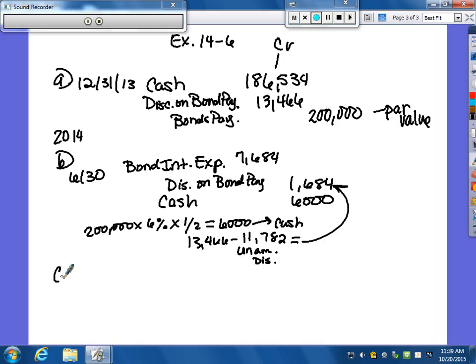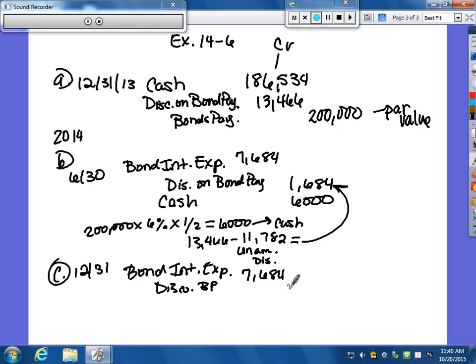12/31. So now see the second interest payment, 12/31. It's the same thing. The same exact thing. So bond interest expense, this is 7,684. Discount on bonds payable, 1,684. And then cash, 6,000. Okay, good. Give yourself a hand.